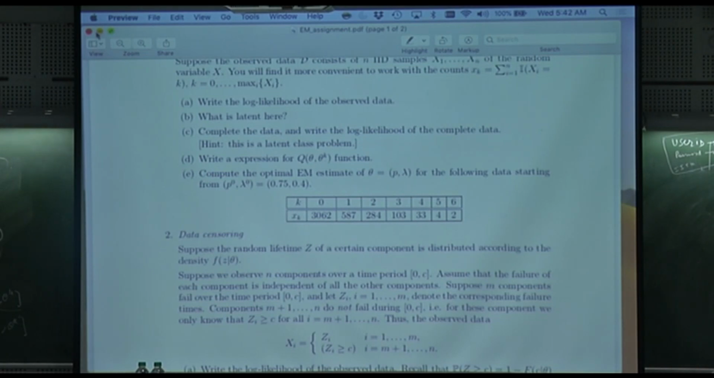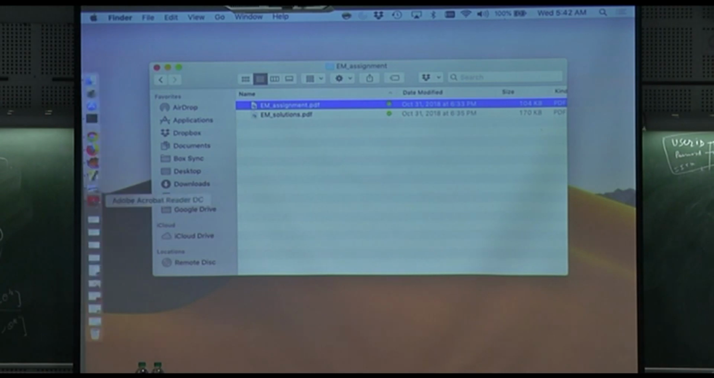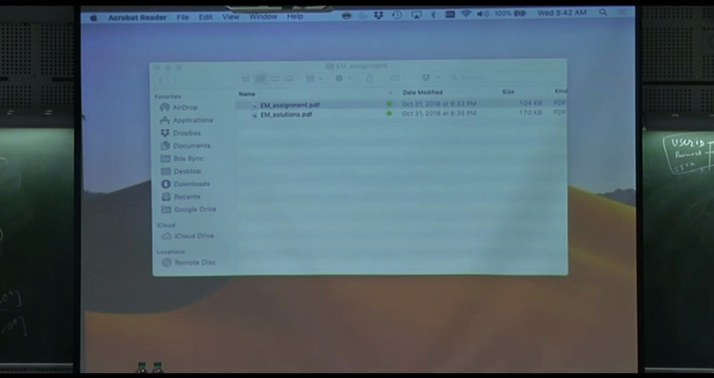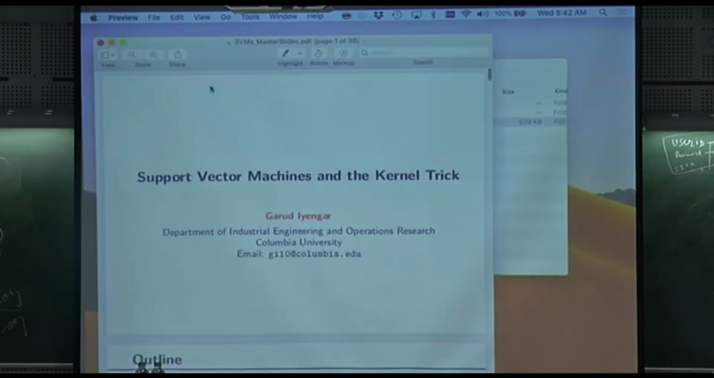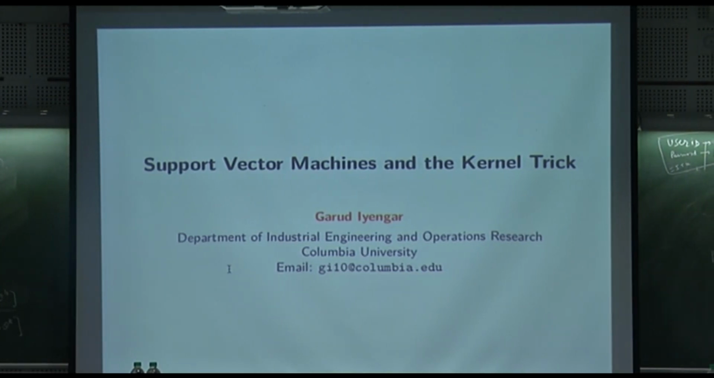All right, very good. Now we're going to switch gears and go to the next module, which is thinking about support vector machines. All right. So support vector machines and the kernel trick. This is another pretty hot topic on various kinds of things, particularly the kernel trick. And we will try to see how we get there.